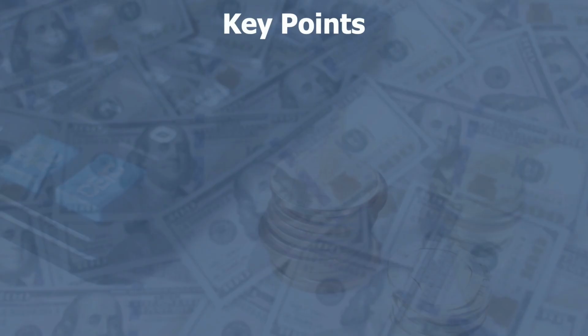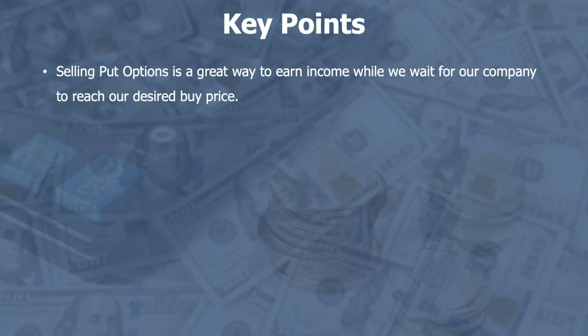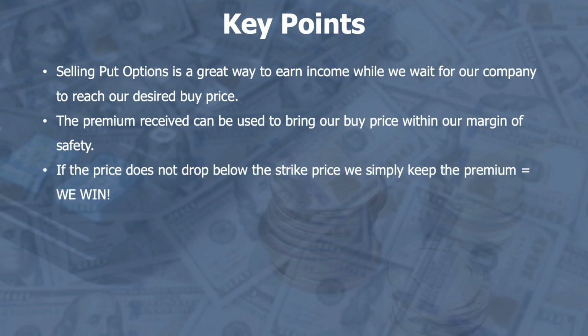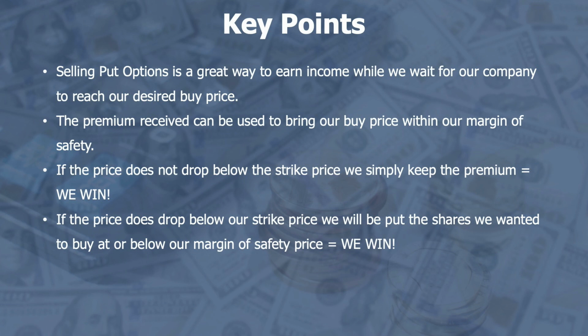And now let's just cover the key points from the video. So selling put options is a great way to earn income while we wait for our company to reach our desired buy price. The premium received can be used to actually bring the price down to our buy price and within our margin of safety. If the price never gets into the money, then we simply keep the premium, so we win there. And if the price does drop into the money, then we will get put the shares and have to buy all of those shares, which would normally be the risk. But in this case, we actually want to buy them, so we win there as well.